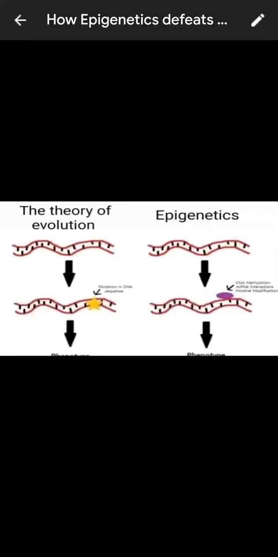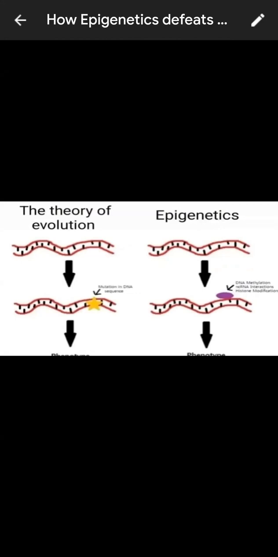Welcome to In 5 Minutes as we discuss how epigenetics defeats evolution's random mutations. In the diagram on the left side, you can see the theory of evolution in a simplified form. The two squiggly lines are DNA molecules, and down below, you can see a gold star, which implies a mutation that occurs to the DNA, which causes a change to the organism.